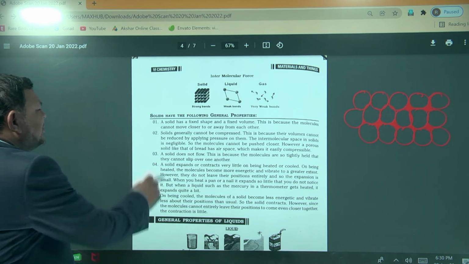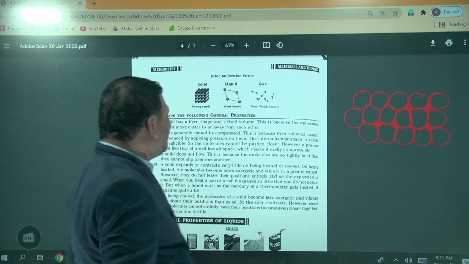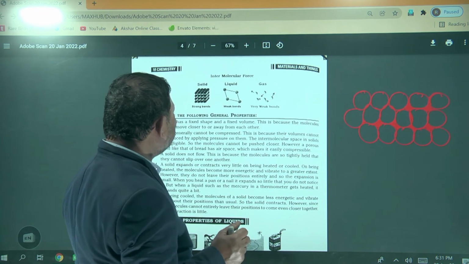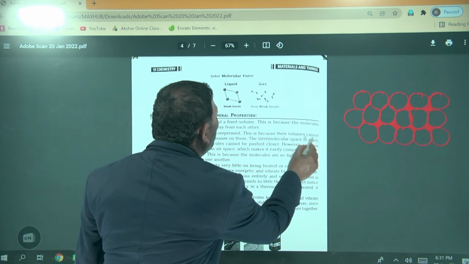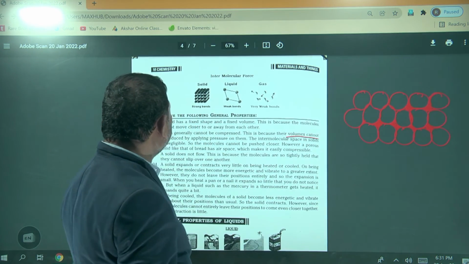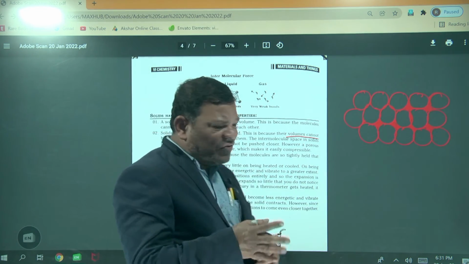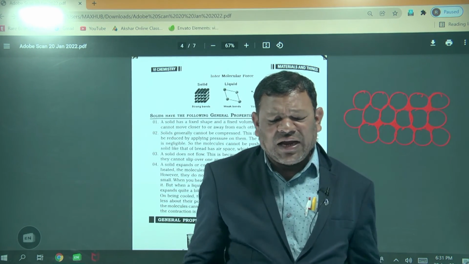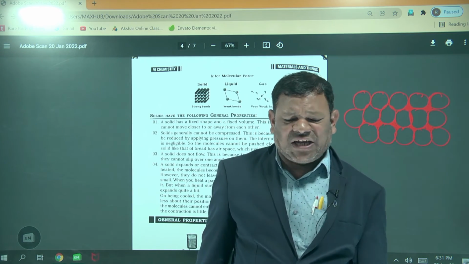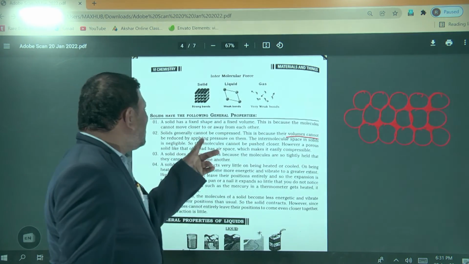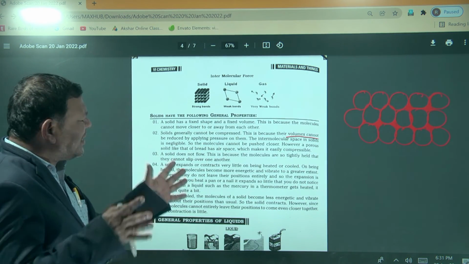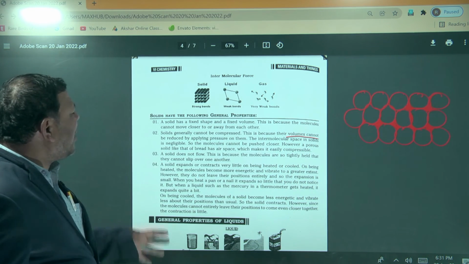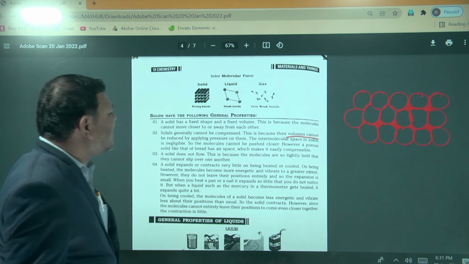Next, solids generally cannot be compressed. This is because their volume cannot be reduced by applying pressure. If you apply pressure on a pen, there is no change of shape and no change of volume. So solids generally cannot be compressed, because their volume cannot be reduced by applying pressure on them.